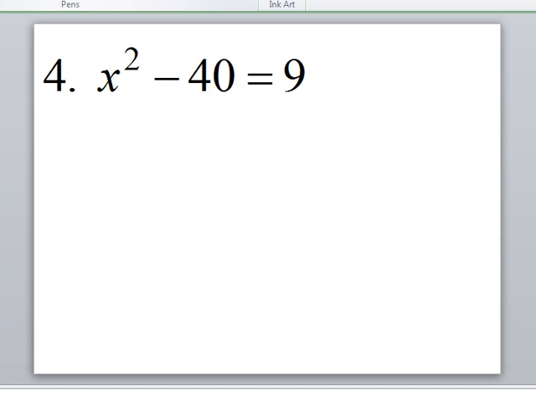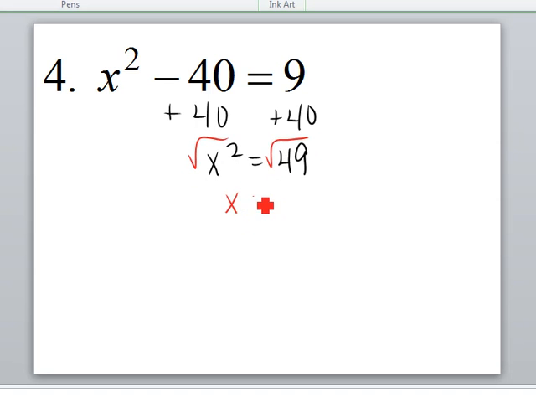On my next example, I would need to add 40 to get the x squared by itself. X squared is equal to 49. Then I would square root both sides and get the answer x is equal to plus or minus 7.